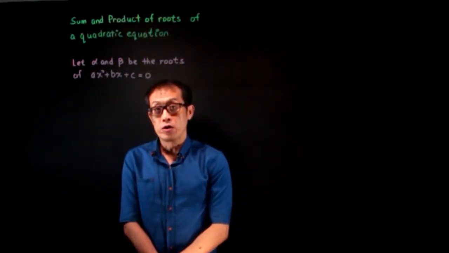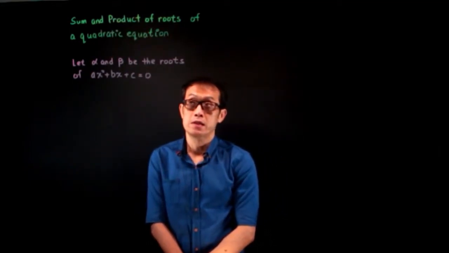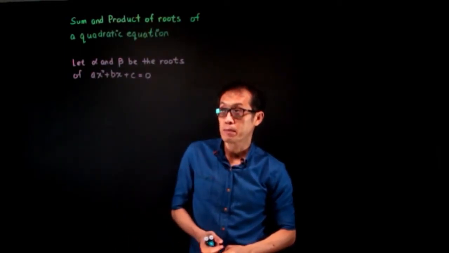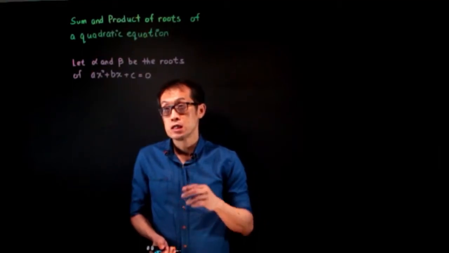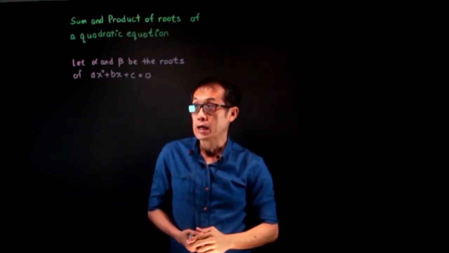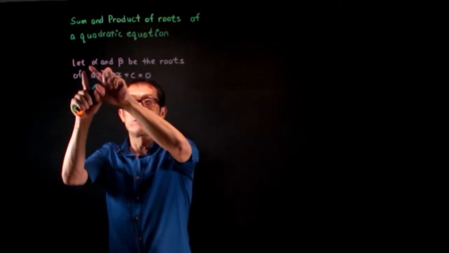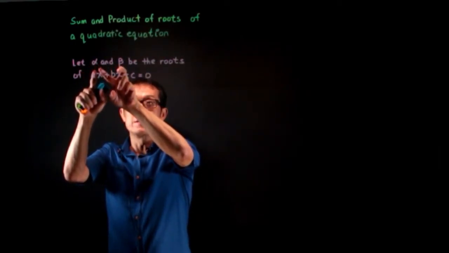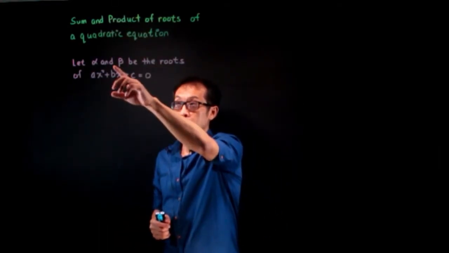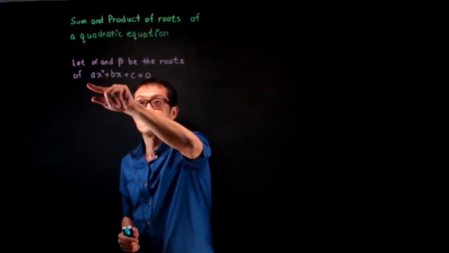We are on the topic of the sum and product of roots of a quadratic equation. Now let alpha and beta be the roots of ax squared plus bx plus c. Assuming that you know the roots are alpha and beta, we want to see how we are going to work backwards from this criteria to form this quadratic equation.